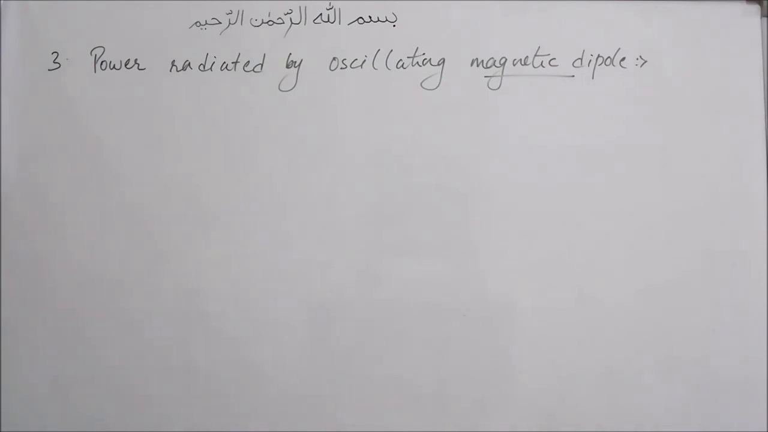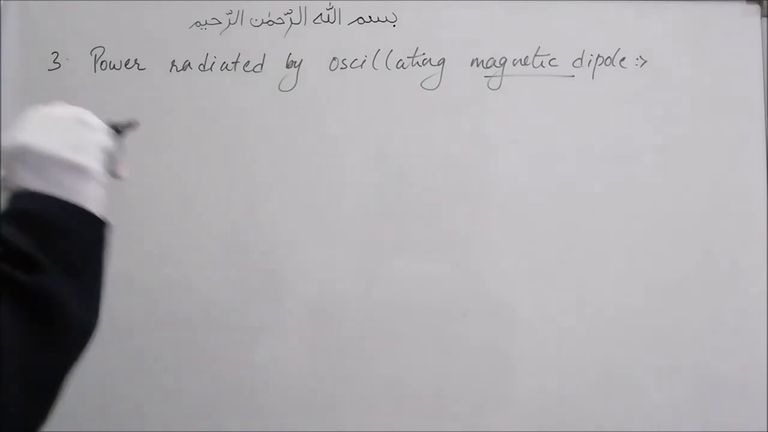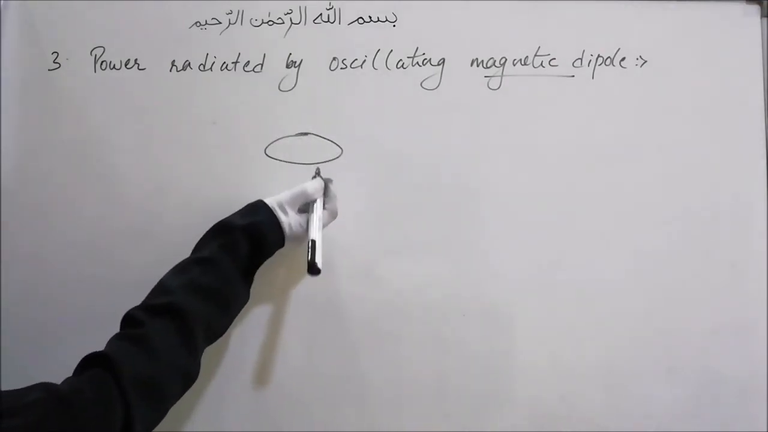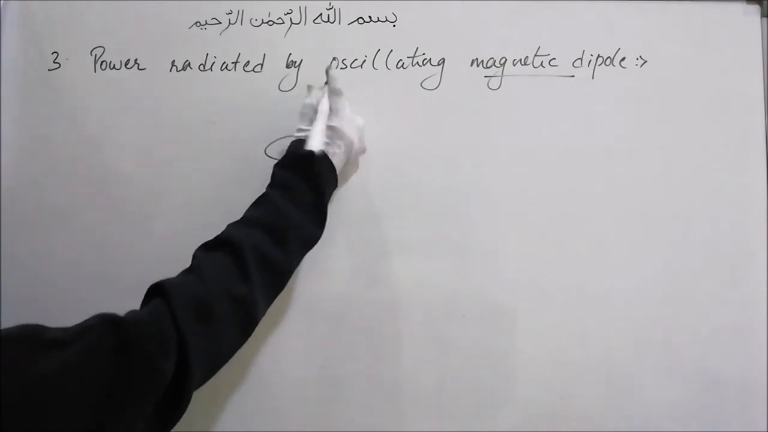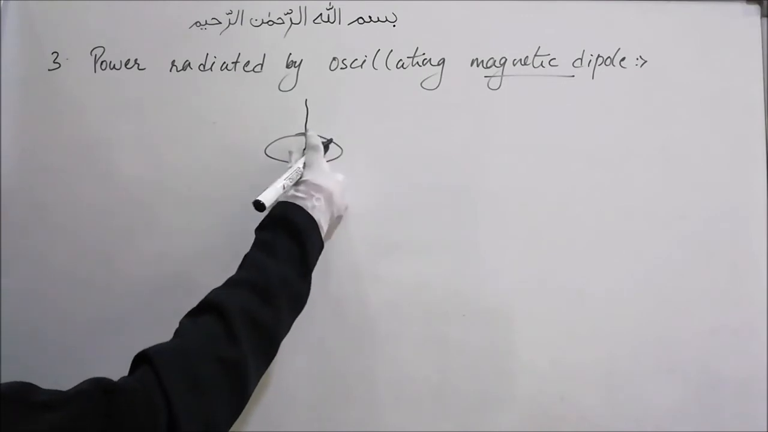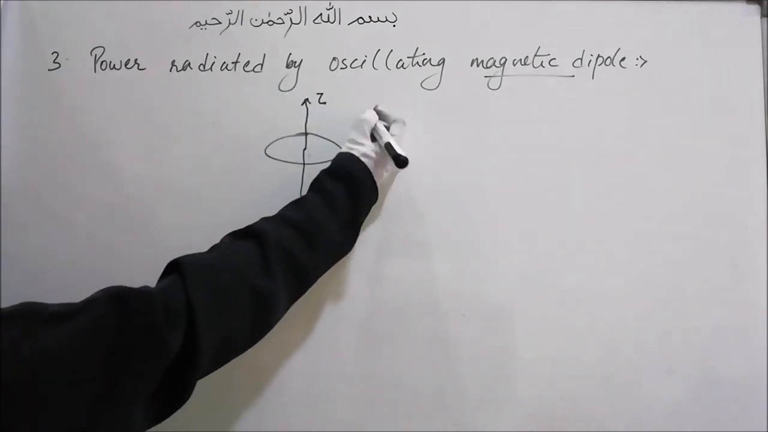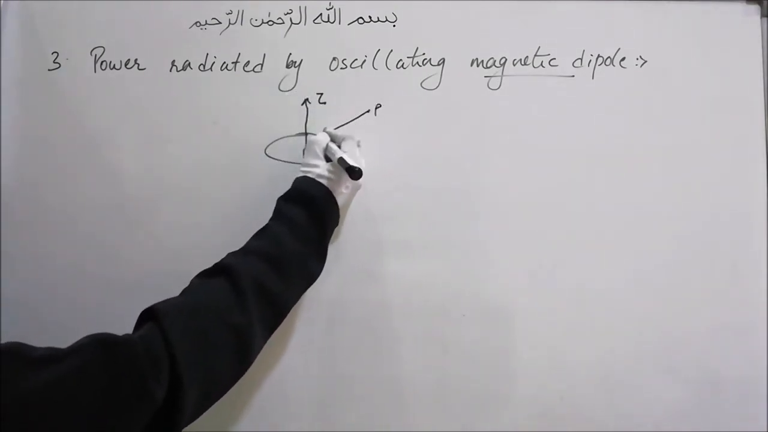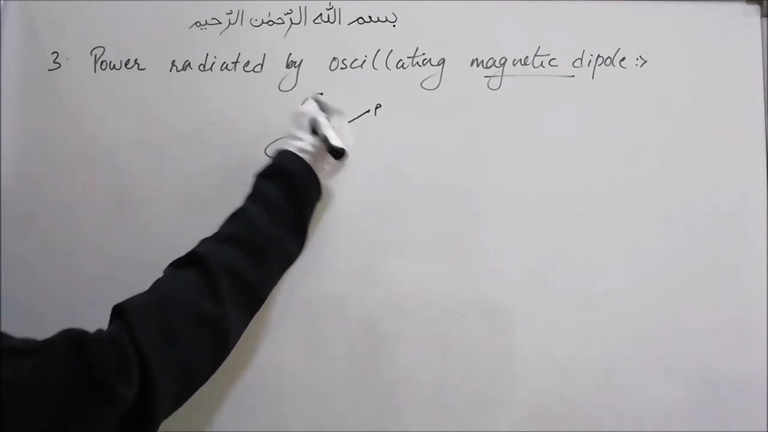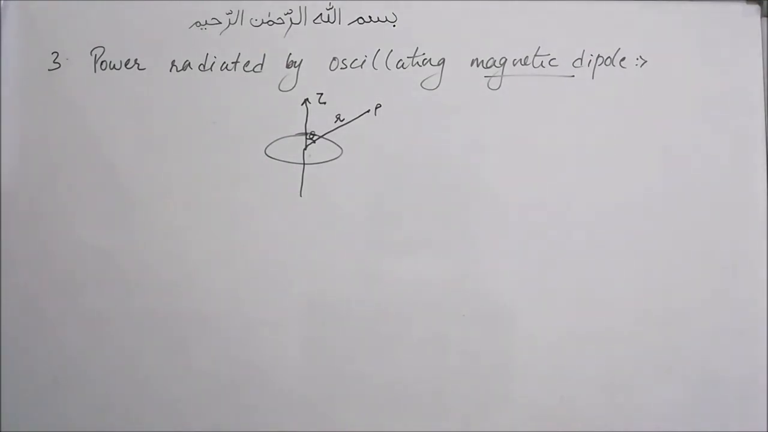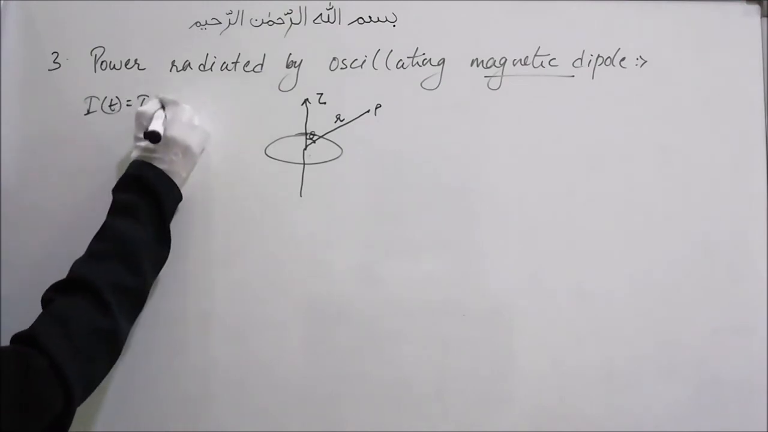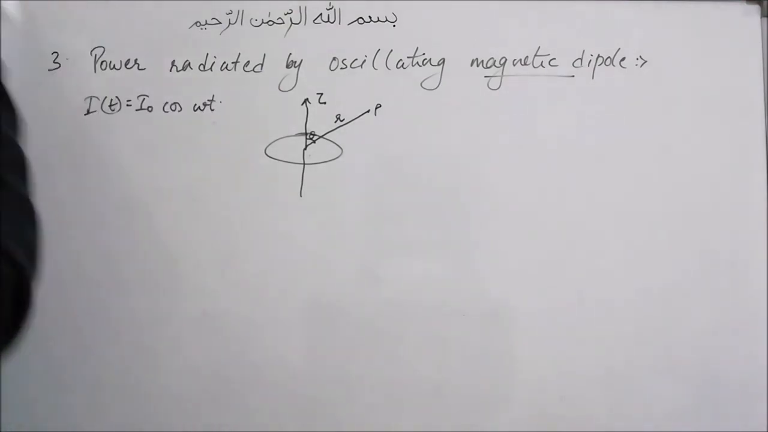So now we look into power radiated by an oscillating magnetic dipole. Consider a magnetic dipole which is carrying some current I. Let this be the z axis, and we have some point P which is making an angle theta here. This distance is r, and the current is I of t, which is equal to I naught cos omega t.